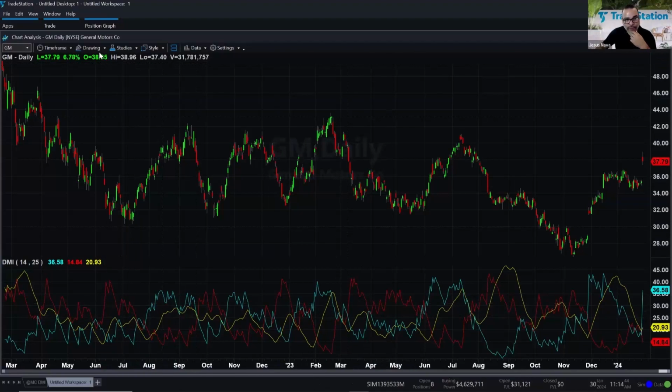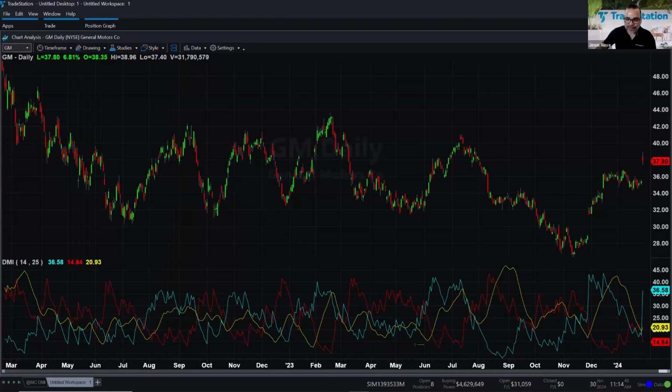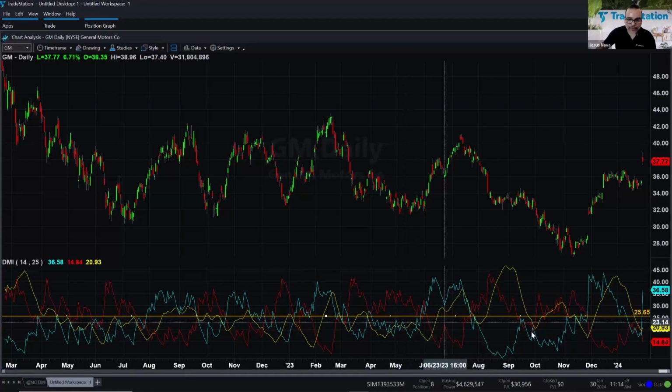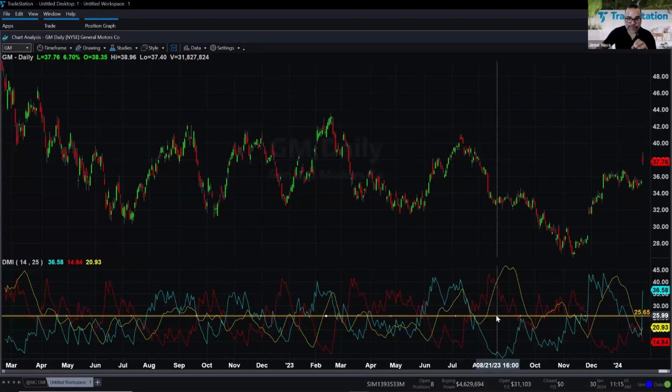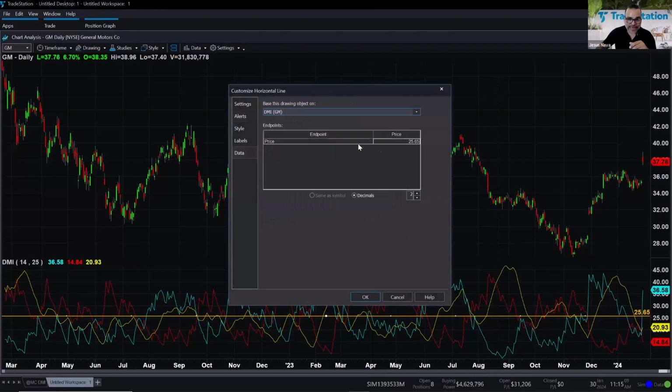I'm going to come here and go to my drawing menu and go to my horizontal line, because I'm going to draw a line here at 25. Okay, let me draw it here at 25. If you can't quite reach 25, notice that I reached 25.65. You can always double click on that line and provide the exact value that you want the line to be on. I'm going to go to the data tab and type in 25 for my horizontal line.